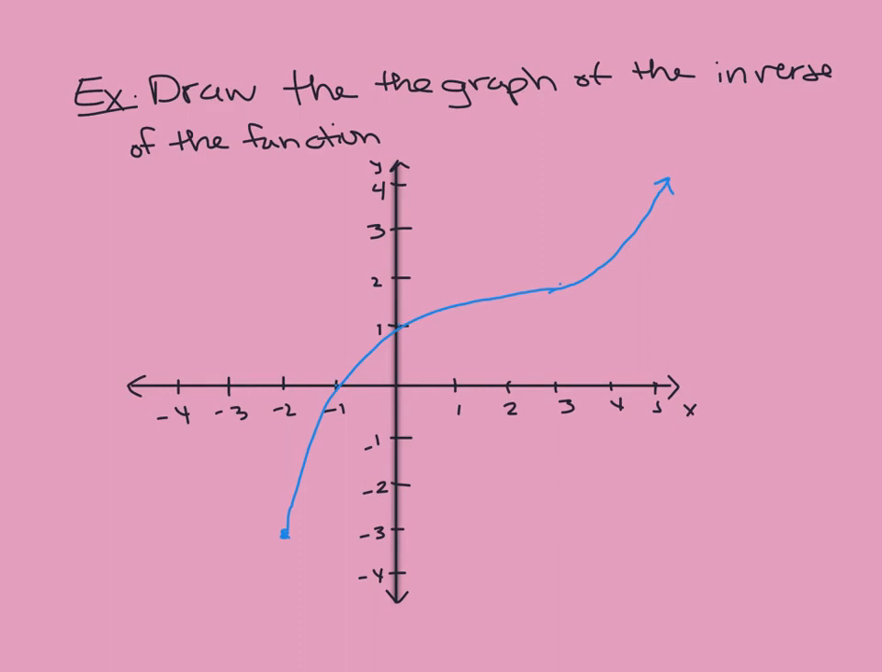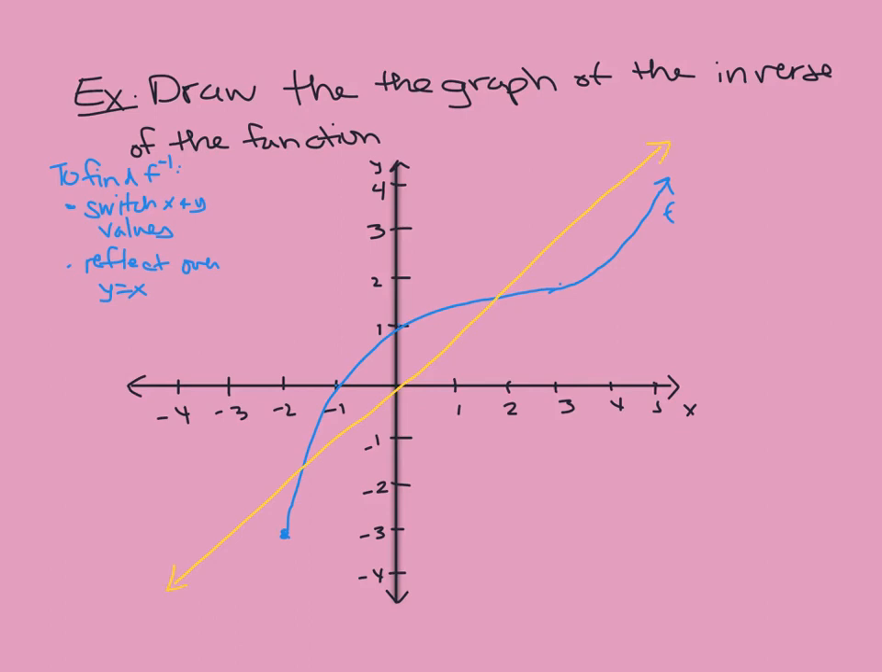So for this example, we're going to draw a graph of an inverse function. This blue one is my function f, and I would like to draw the inverse of f. There's really two ways that you could think about it. The first is that you're switching the x and the y values. The second is that you are reflecting over the line y equals x. So I'm actually going to start by drawing y equals x. I think that's the best way to get started.